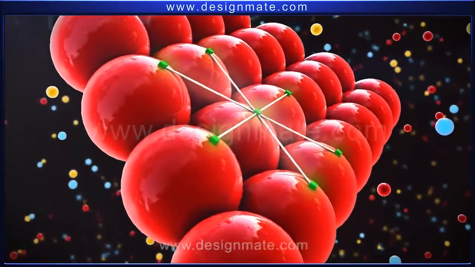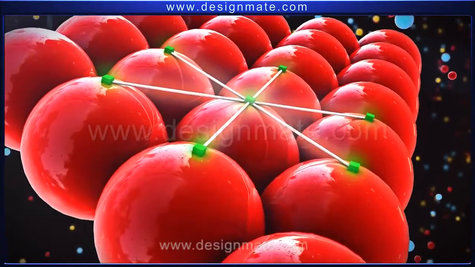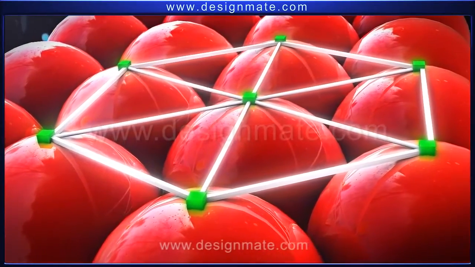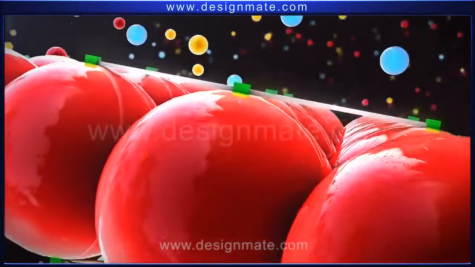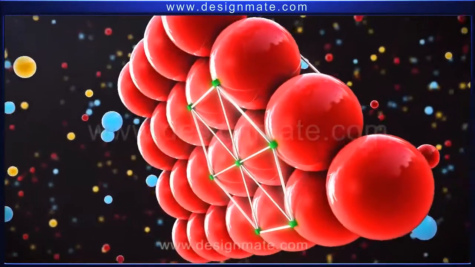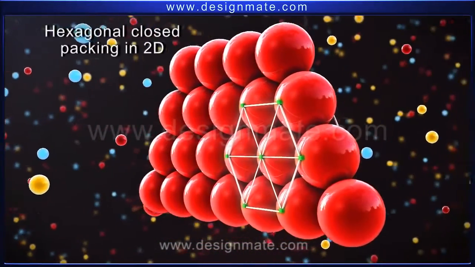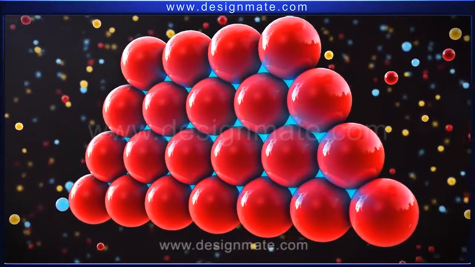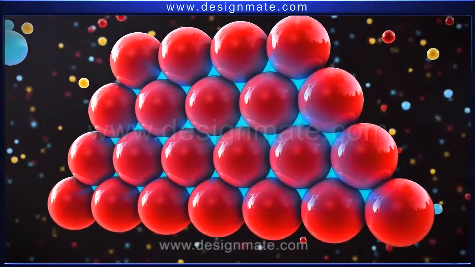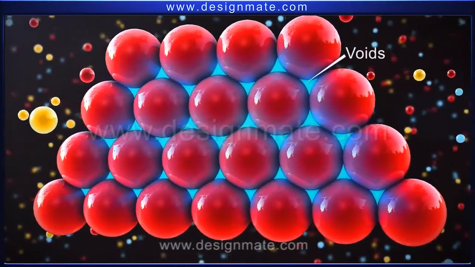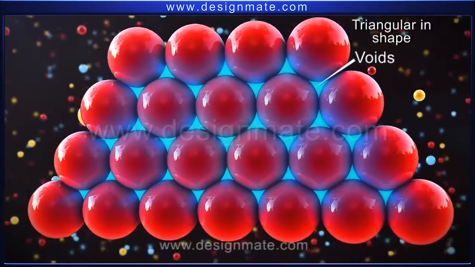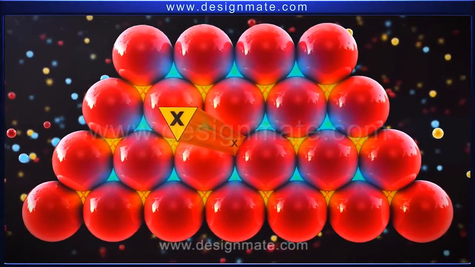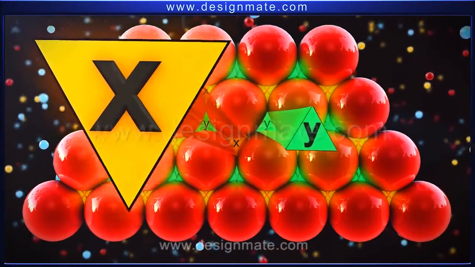Each sphere in this layer is in contact with 6 other spheres. If we join the centers of these 6 spheres, a hexagon is formed. Thus, this arrangement is called the hexagonal close packing in 2 dimensions. This arrangement of atoms results in some empty spaces or voids, which are triangular in shape. Let us label these voids, pointing downwards, as X, and the ones pointing upwards as Y.